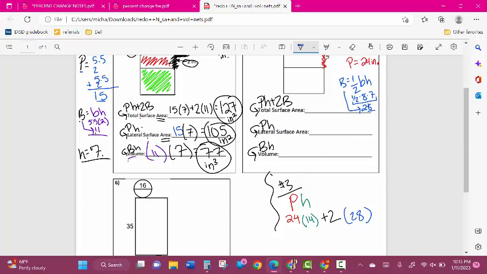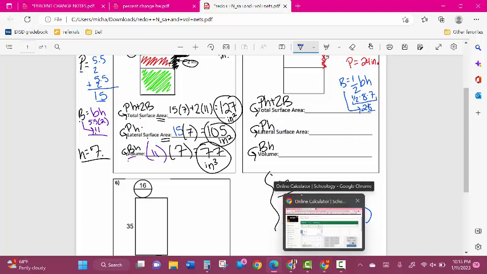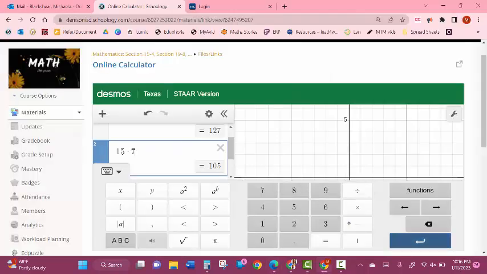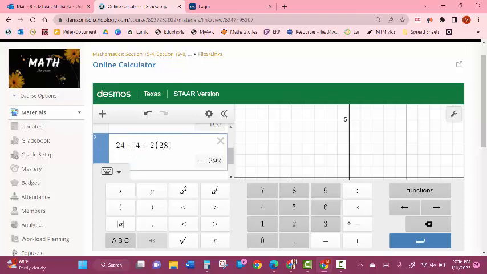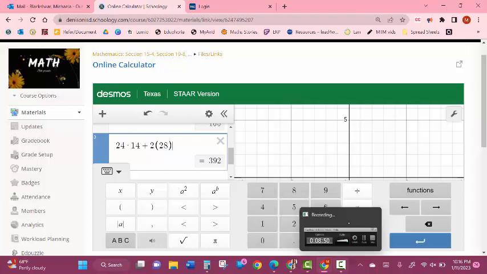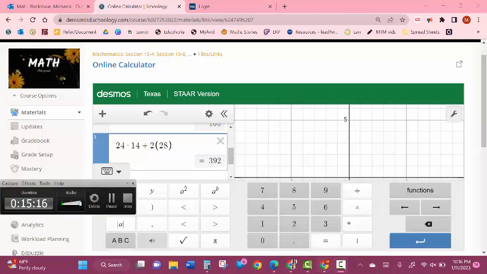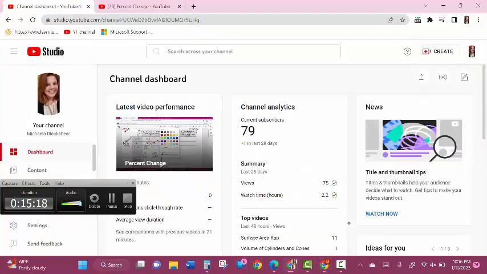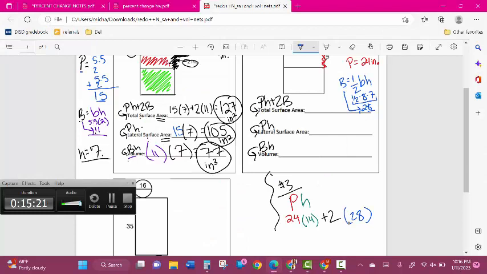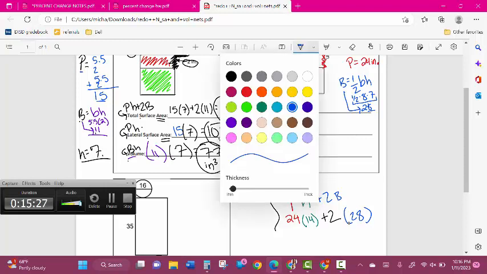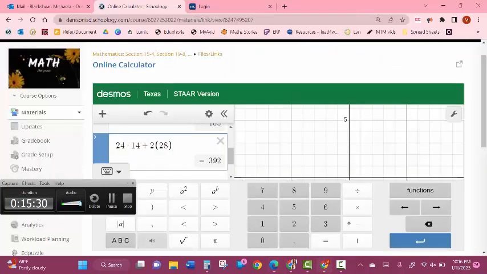So we'd now go to the online calculator and type in 24 times 14 plus 2 times 28. Okay, and that is 392. So, okay, here we go. pH plus 2B has a total value of 392.